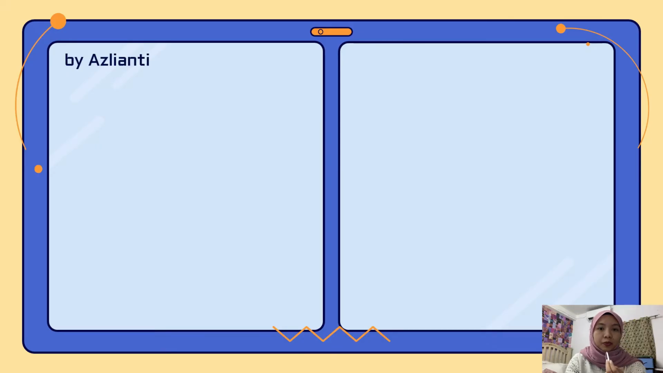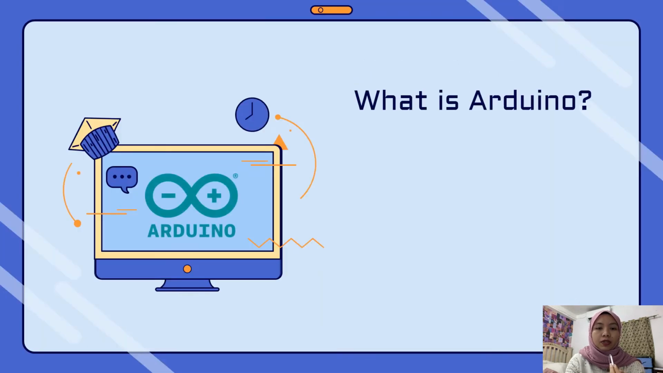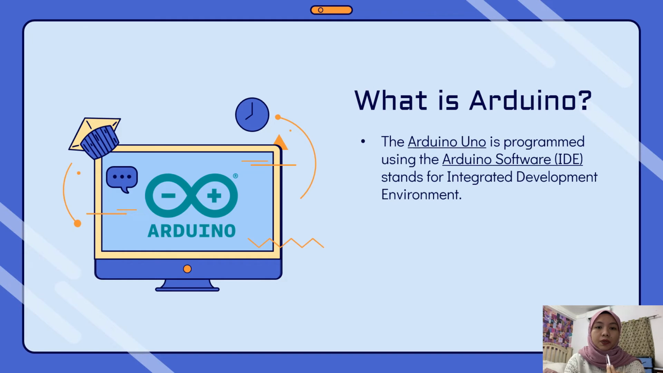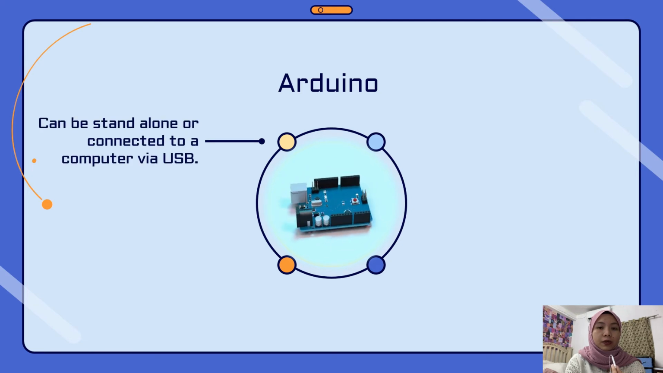To proceed with this project, it is important to have knowledge regarding Arduino and GPS. What is Arduino? In this project, Arduino Uno is chosen. Arduino Uno is a hardware that is programmed using the Arduino software IDE, which stands for Integrated Development Environment. It is an open source electronic platform based on easy-to-use hardware and software. Arduino can be standalone or connected to a computer via a USB.